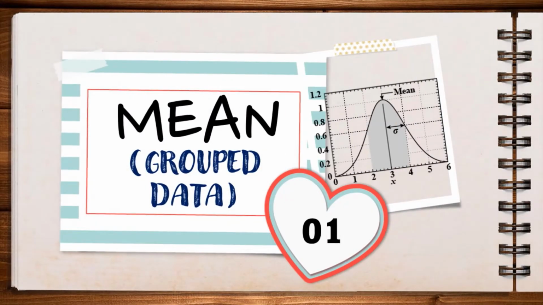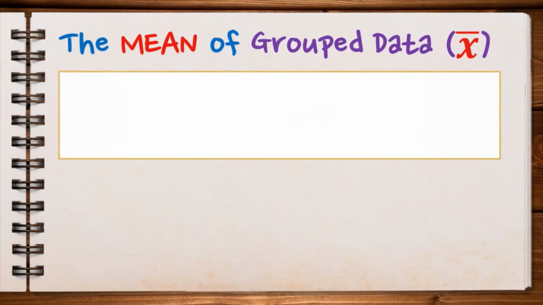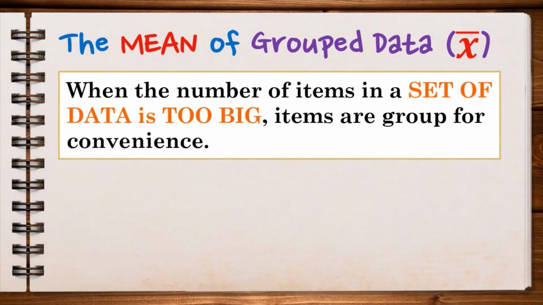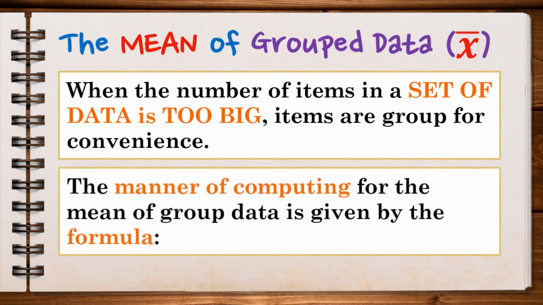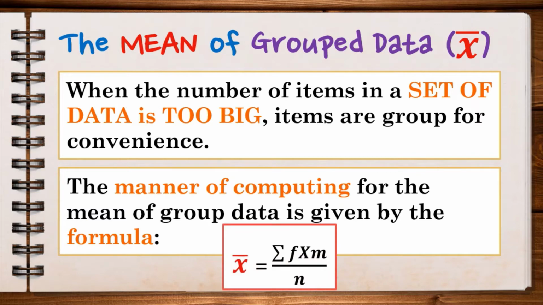For the mean, when the number of items in a set of data is too big, items are grouped for convenience. So the manner of computing the mean of group data is given by the formula. This will be the symbol for mean, and then the summation of the product of the frequency and the class mark divided by n.